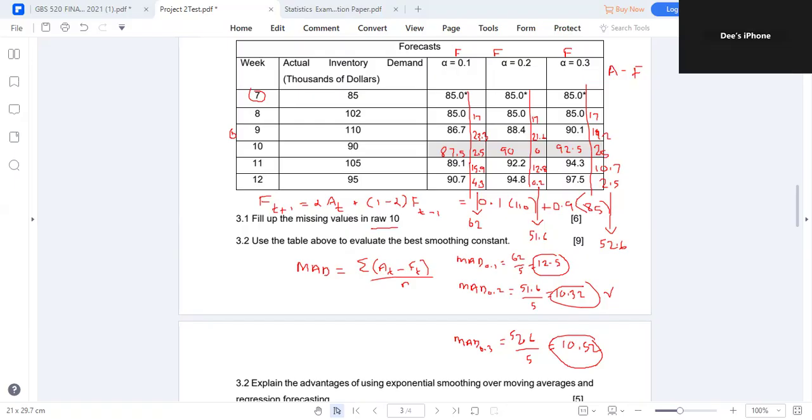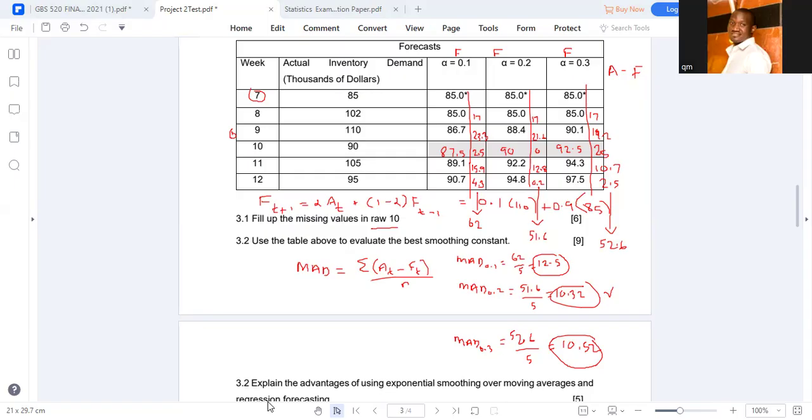I have a question on row 10 and 12. You take those as absolute numbers. You don't take the negative. Yes, because when you get 90 minus 92.5, you get the positive number. That's what's called mean absolute deviation. Whether it's a negative one, you get them as positives. Very good observation, an important observation.